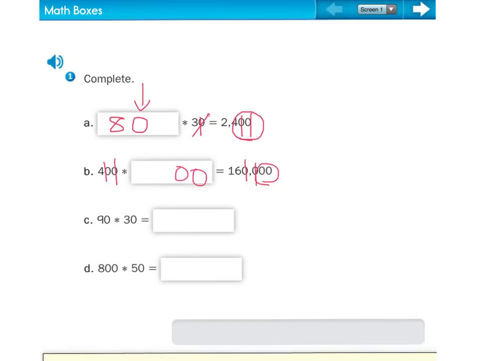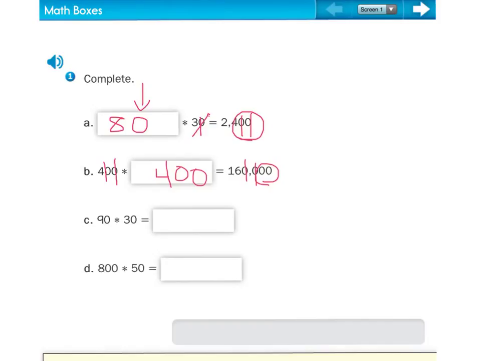So you can go ahead and add those on first, like we are here, or at the end, like we did in example A. I would suggest doing it first, just so that you don't forget to add it on at the end. If you do them at the beginning, then they're already there. Okay? So now you need to think of 4 times what equals 16, and you know that 4 times 4 is 16. So we have 400 times 400 equals 160,000.